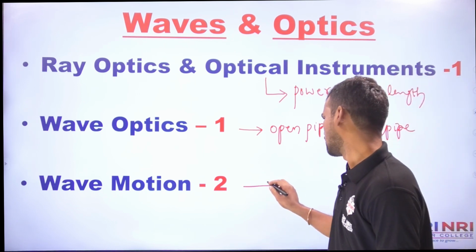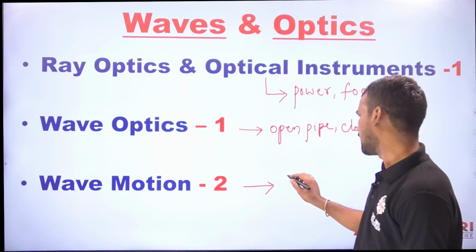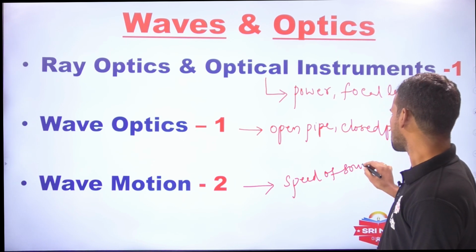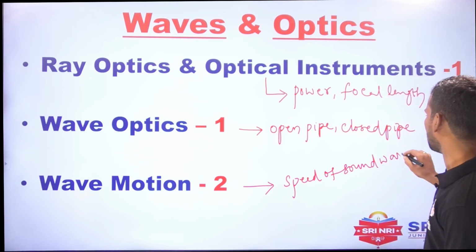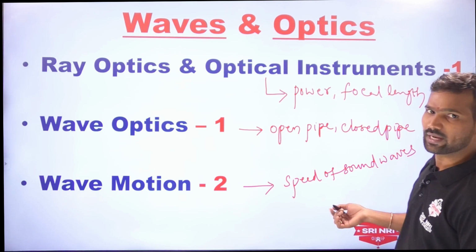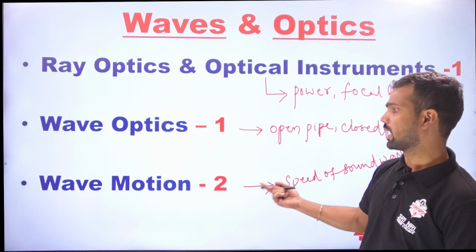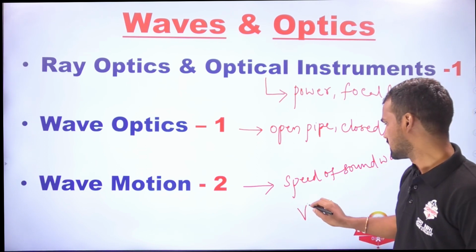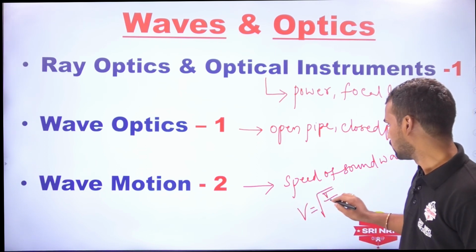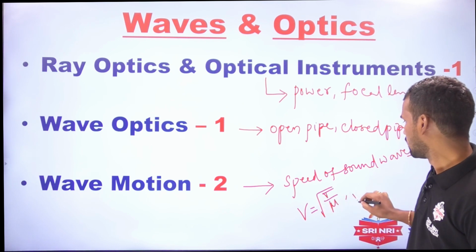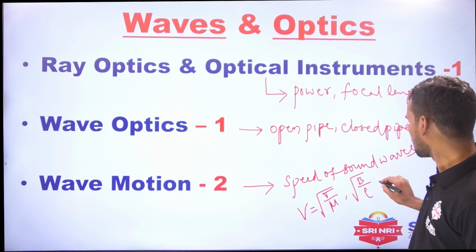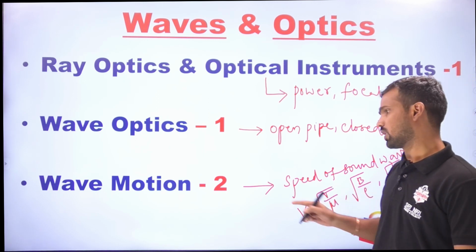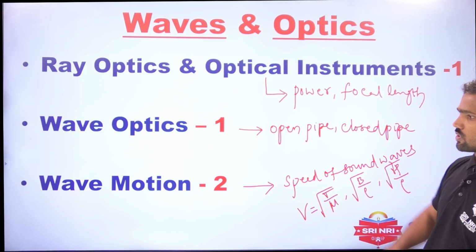Next, in wave motion, the speed of sound waves in different media, like solids, liquids and gases. How the speed of sound will be, based on that: V is equal to root over T by mu, otherwise root over B by rho, otherwise root over gamma P by rho. Based on these formulas, 2 numerical questions will come.